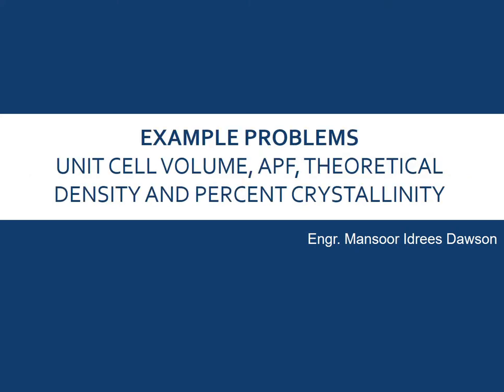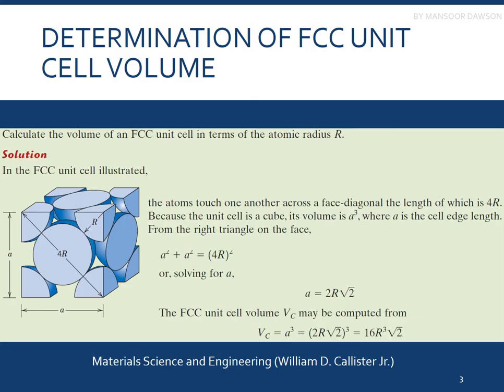In this video, we'll be doing some example problems regarding unit cell volume, APF, that is atomic packing factor, theoretical density, and percentage crystallinity. So let's begin. In the first problem, we have to determine the unit cell volume of an FCC crystal structure.